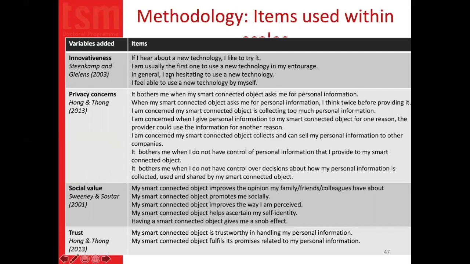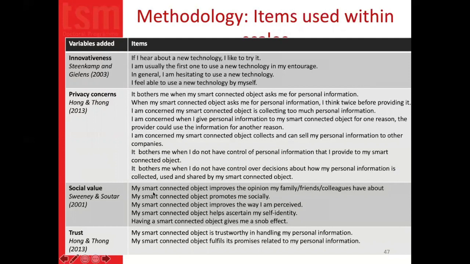Innovativeness, it's an established scale too. If I hear about a new technology, I like to try it. I'm generally the first to use it. Privacy concerns from Hong and Tong: it bothers me when smart connected objects ask for my personal information. I'm concerned if they ask for too much information. I'm concerned if the information is sold to other providers. So you can see here some items.